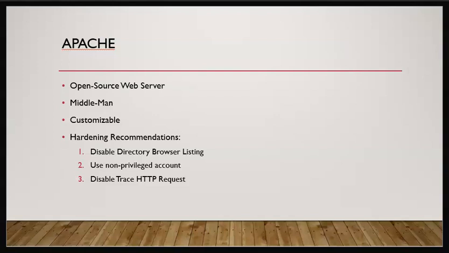Another is use non-privileged account. So using a non-privileged account to run Apache will protect other running services if the account is compromised. And just so you know, by default, it runs as nobody or daemon. And then lastly, disable trace HTTP requests. So by default, the HTTP trace request is enabled, and it actually can allow hackers to steal cookie information. So making sure to disable this feature will prevent any cross-site tracing attacks.